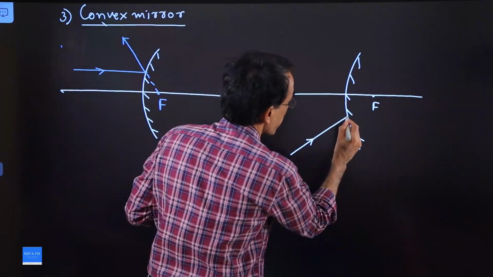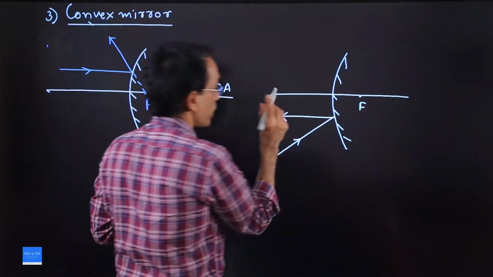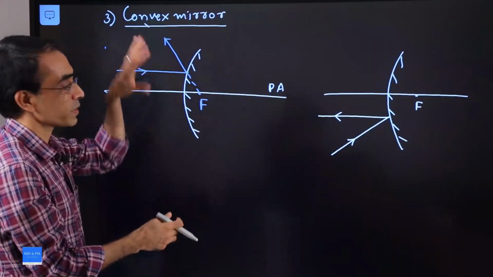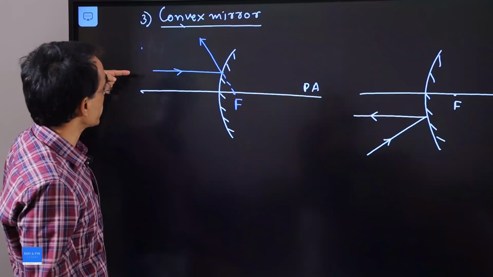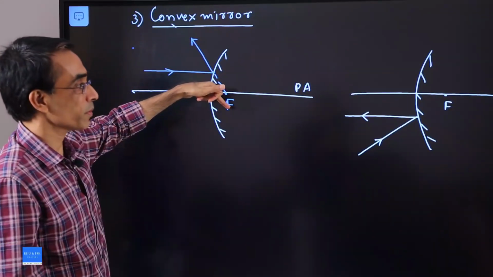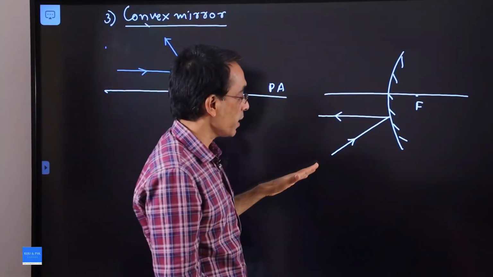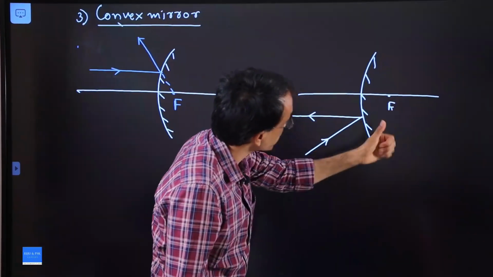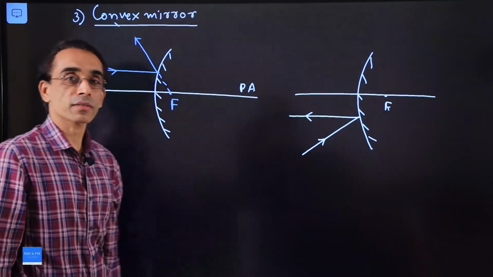This light ray will reflect parallel to the principal axis. It is actually the reverse of the first diagram. Here the light ray was parallel, but it reflects so that it appears to be coming from the focus. Here a light ray directed towards the focus will go parallel to the principal axis.